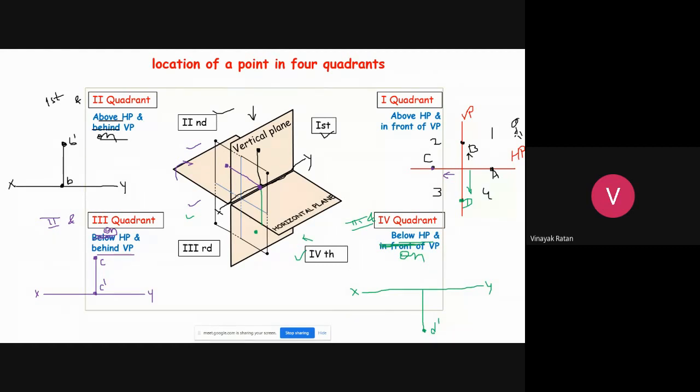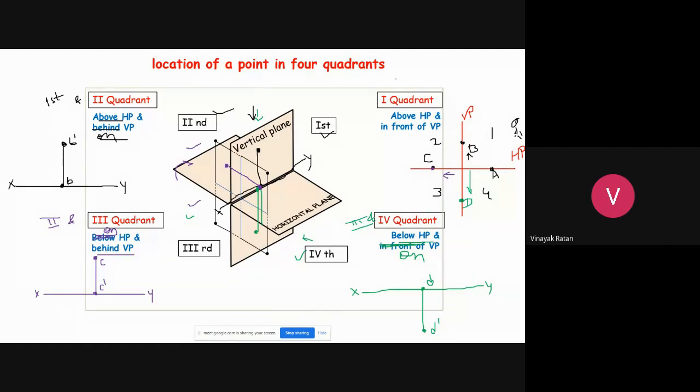Now where is your top view? The top view will fall on the XY line. When you see it from here, it is on the XY line. Your top view is here, denoted by D. So this is with respect to the fourth case, that is, on the vertical plane and below the horizontal plane.